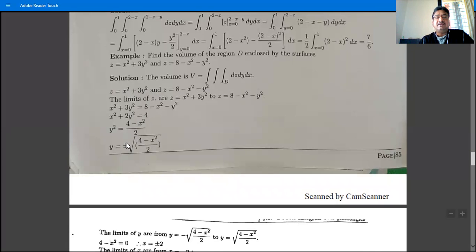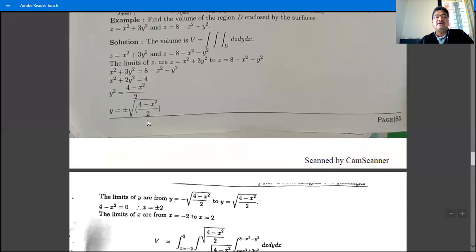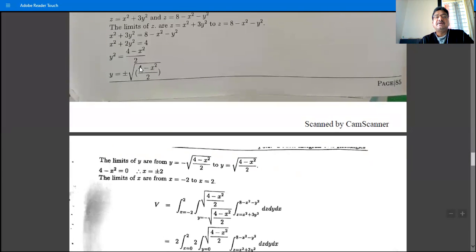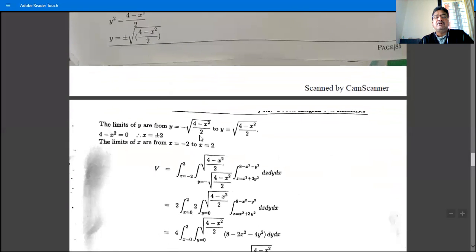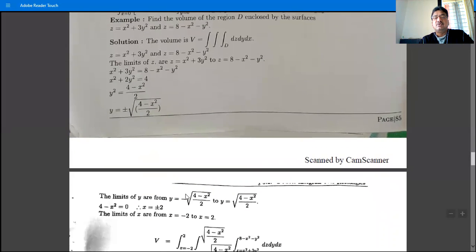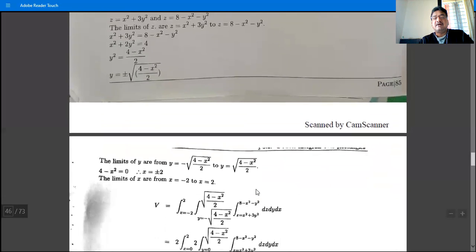And how we can find the limit of x and y? So equate these two, z is equal to z, we get the value of y in terms of x as y is plus minus root of 4 minus x square by 2. And so the limit of y are, minus is the lower limit and the plus sign is the upper limit.